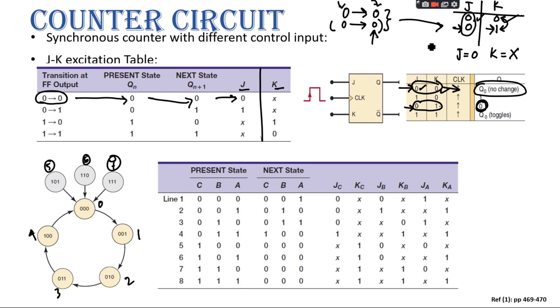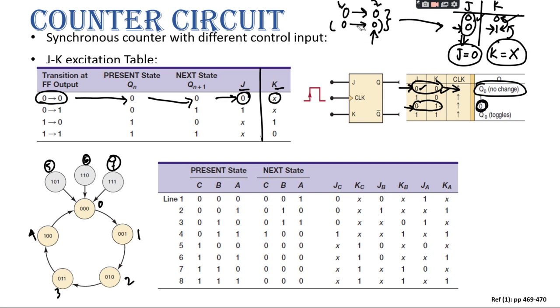Now if we combine them together, as you can see, for both cases, J's value should be 0, where we have the freedom to choose any value for K, right? Yes, sir. That's why we are saying J's value should be 0 and K's value can be don't care. Yes, sir, I understand. Okay.